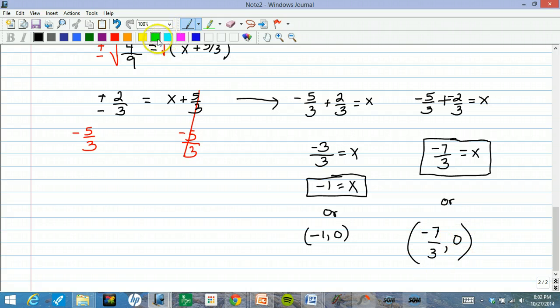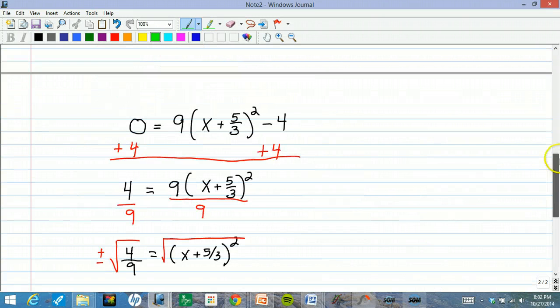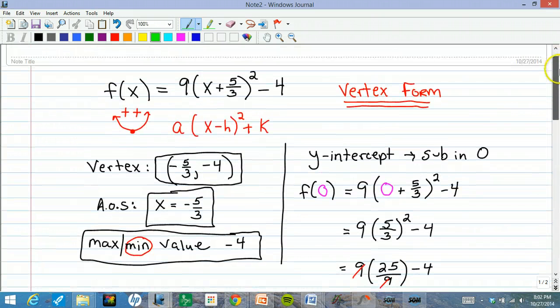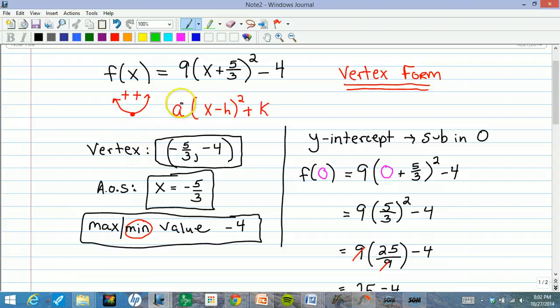So let's go back and check. Do we identify all our key features? Vertex form, one of my favorite forms, gives you a lot of information off the bat. You can easily identify the vertex just by looking at it. This is a horizontal translation. Left, so that's negative 5/3. Down 4, so our vertex is at negative 4.